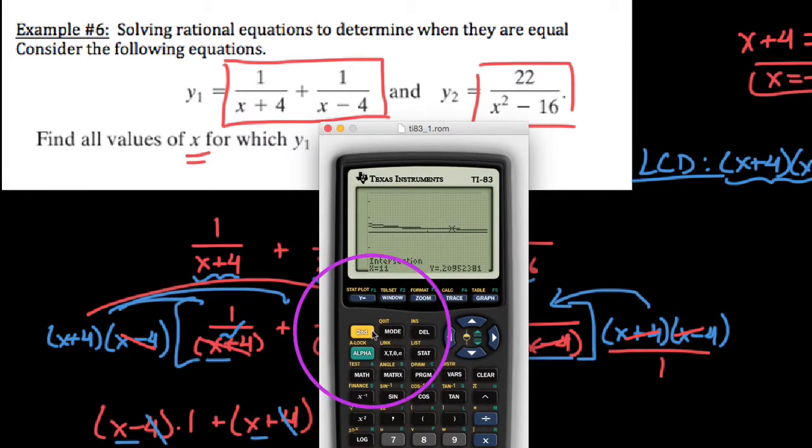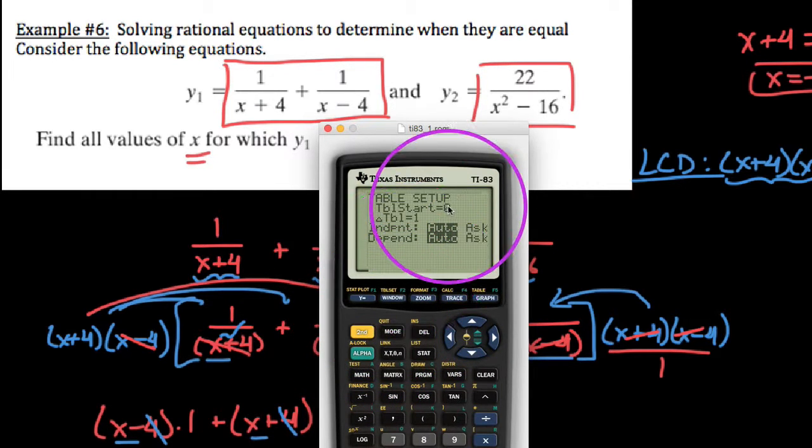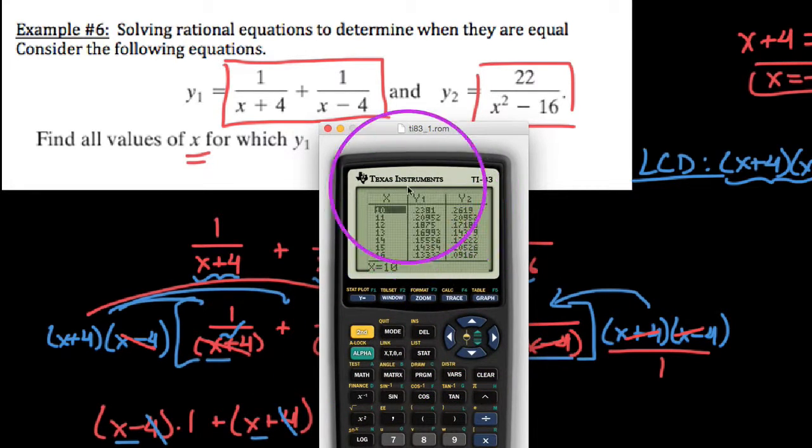And then the other way to look at this is we could look at our table. I'll go to table set here, and we'll start our table maybe at 10, because I know x is 11. We'll go to table now. They should be equal. And we can see that for this x value, we have two y values that are actually equal.